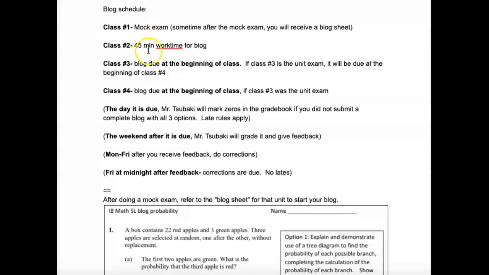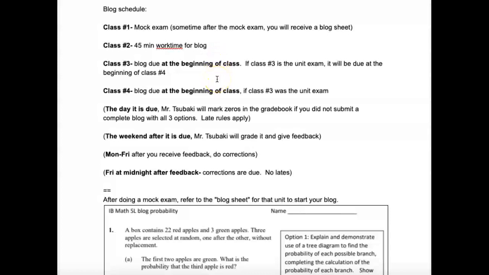The next class after that, I would be giving you 45 minutes to work on the blog. This doesn't always happen right afterwards. Maybe it's on the day of the exam, or maybe it's after the exam. It just depends on how the schedule works out.